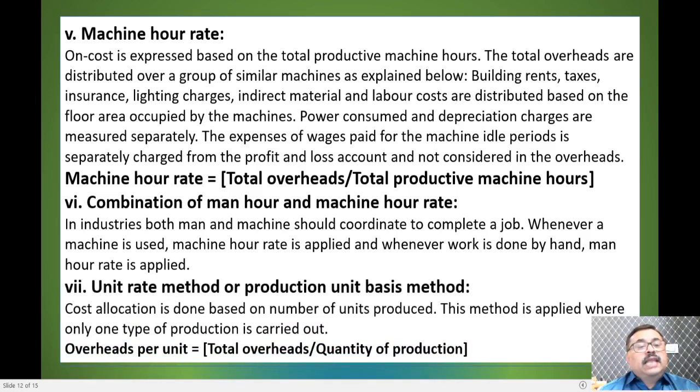The final and the last type of rate of overheads which you are going to consider is the unit rate method or the production unit basis method. The cost allocation is done based on the number of units produced. That means the volume that you are going to produce. This method is applied where only one type of product is carried out. Overheads per unit is equal to total overheads divided by the quantity of production.